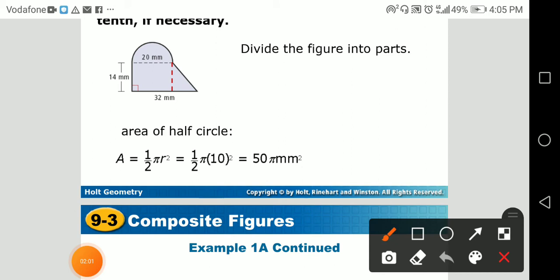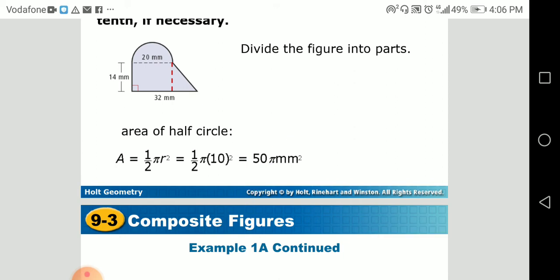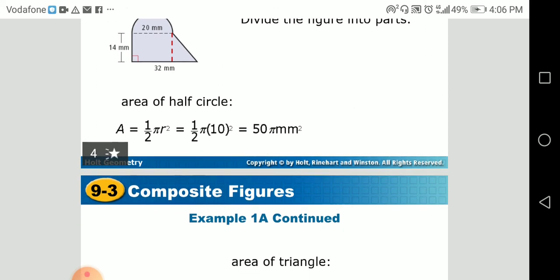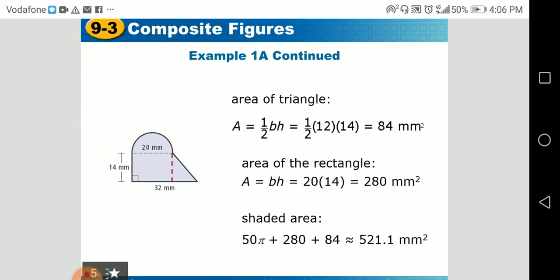Very easy now. Half pi times 10 to the power 2. Using your calculator, it will be 50 pi. Why? Because 10 to the power 2 is 100, and 100 times half is 50. Don't forget to write the pi, and the area unit is millimeters squared.